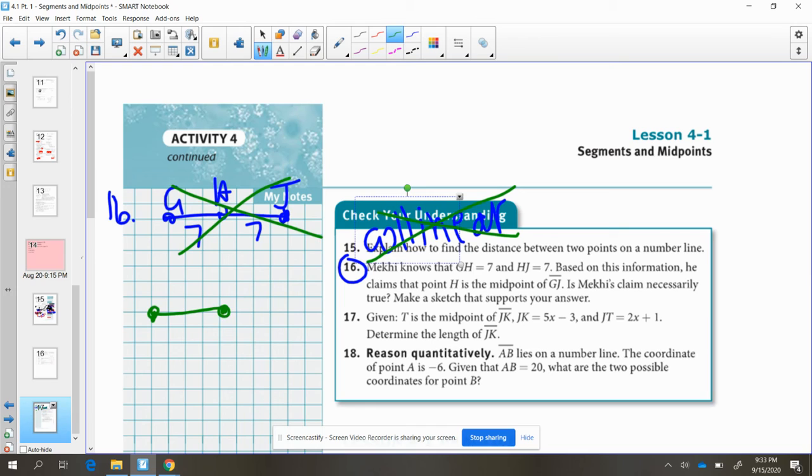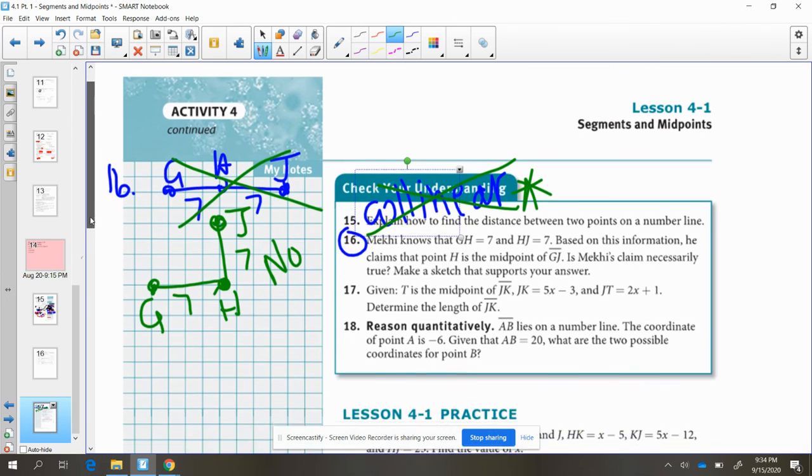Because what could happen is this could be GH and this could be HJ, and they could both be 7, but this is not a midpoint, right? Because it's not collinear. So the key word is here, if collinear were involved, we would have been able to say yes, but otherwise we're going to have to say no. And this is the counterexample on that. So collinear was important, that we're between.